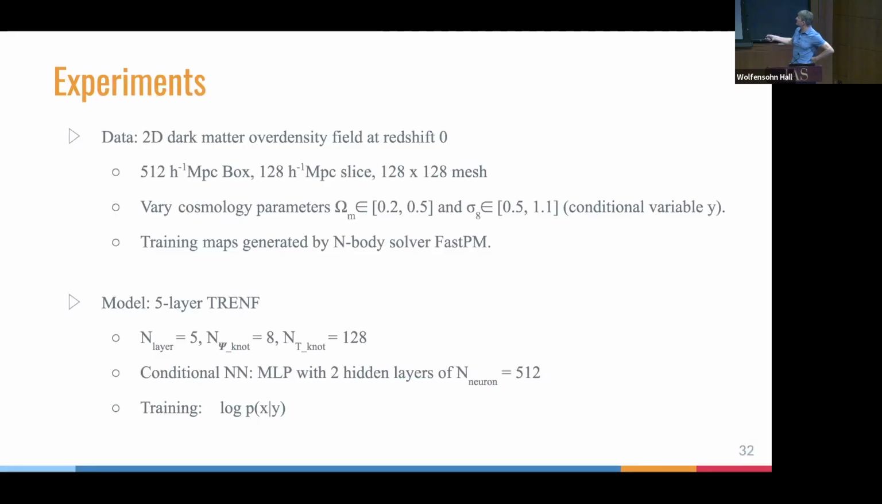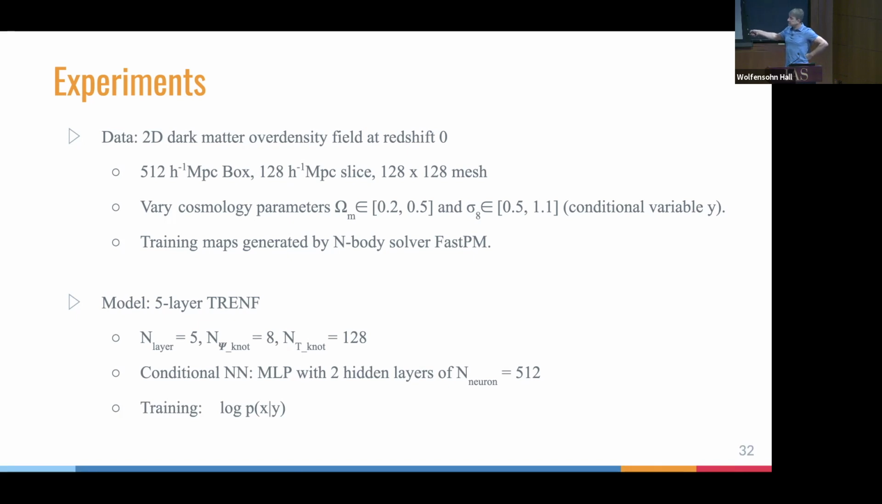The experiments I'll be showing are just 2D dark matter projections. We also have weak lensing results, but I want to focus on this because it's easier to understand. These are the parameters of the simulation. We vary the two parameters, omega matter and sigma 8, and we run an N-body simulation. In this case, we run a fast PM solver, and that's what we use for training.